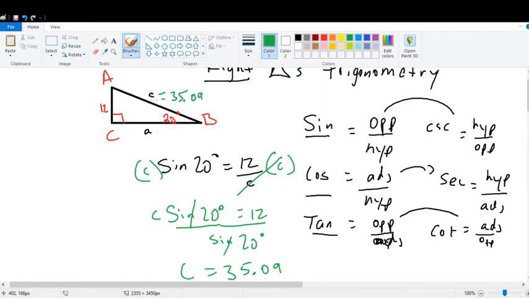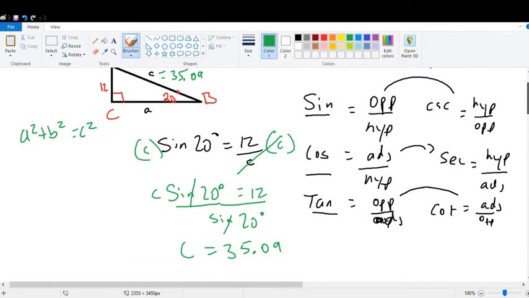All right, so we have c. Since we know this is a right triangle, I know one leg, I know the hypotenuse, I have to find out what a is so I can utilize this formula here. That's one way you can do it. Or you can use one of these right here.